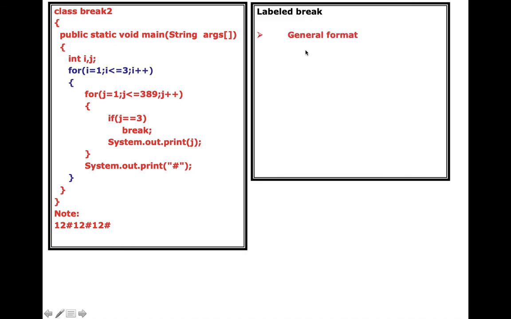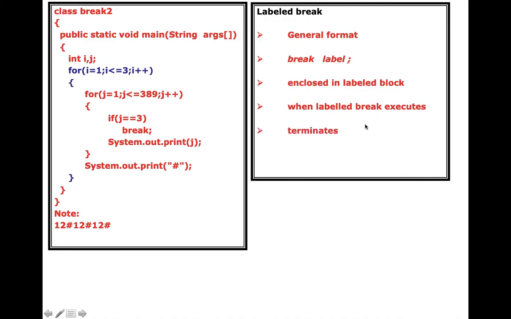Now, the general format of a labeled break statement is break label. This label is basically any name, Jack, Jill, Tim, anything. You can write break Jack, break Tim, anything. Now what happens is that this labeled break is always enclosed in a labeled block. I am sure you don't know what is a labeled block, but just try to remember these points. The labeled break is always enclosed in a labeled block, and when the labeled break executes, it terminates the labeled block.